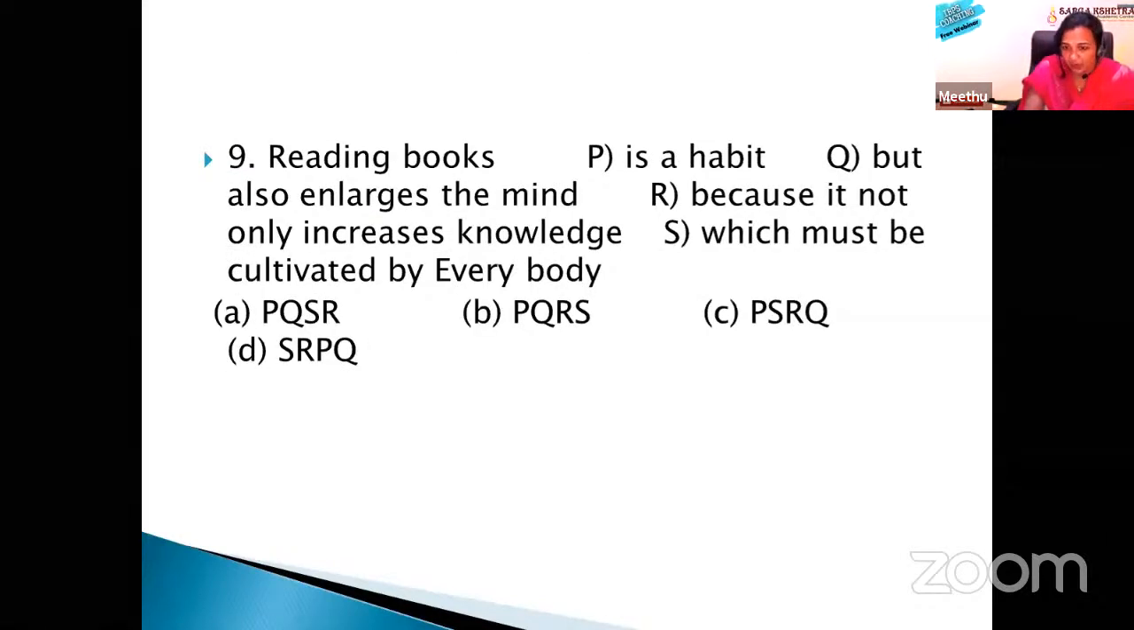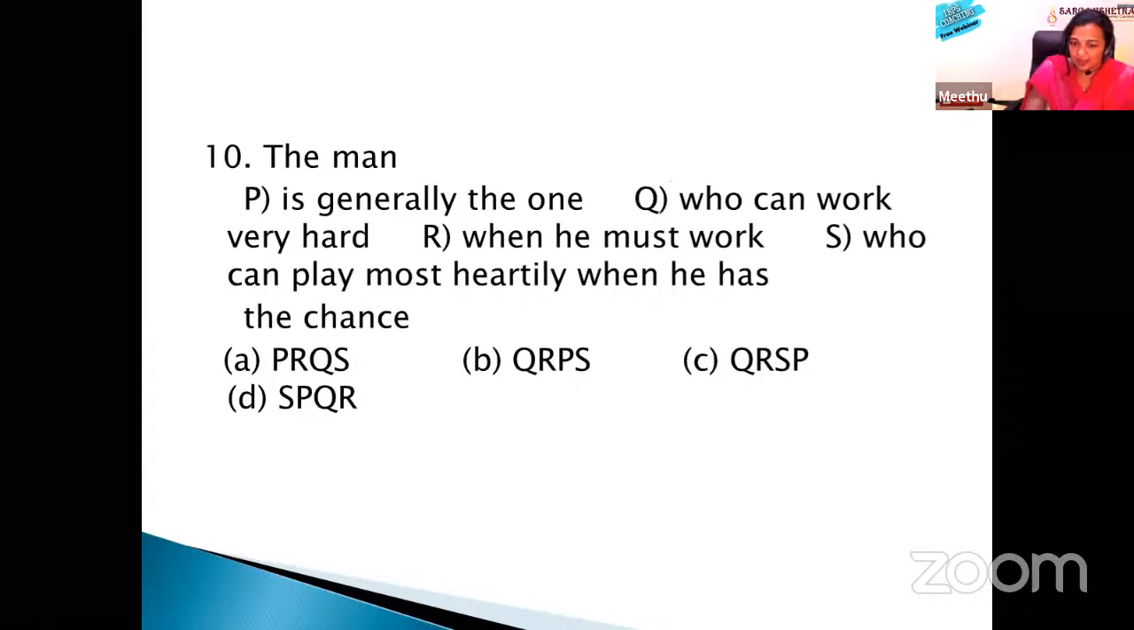Then comes the ordering of the words in a sentence. That is reading books from general to very specific. You should have a general perception about things. Reading is a habit, then you should come, which must be, which is a relative pronoun which connects the sentence. Reading books is a habit. But not only, but also. Then again the same pattern.